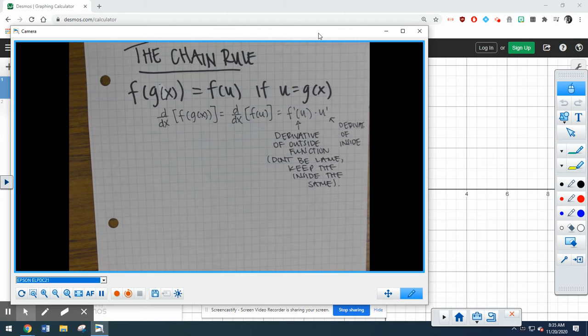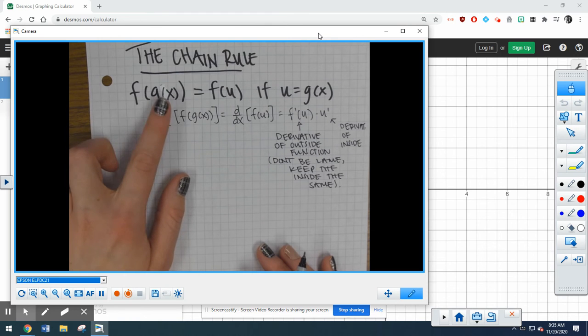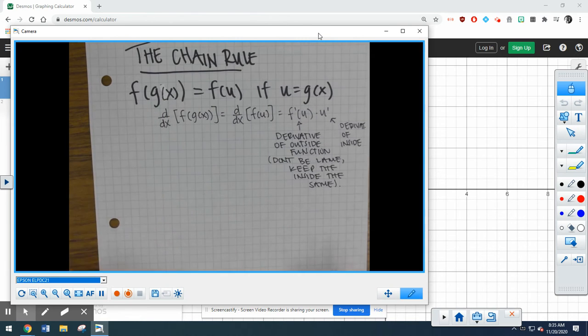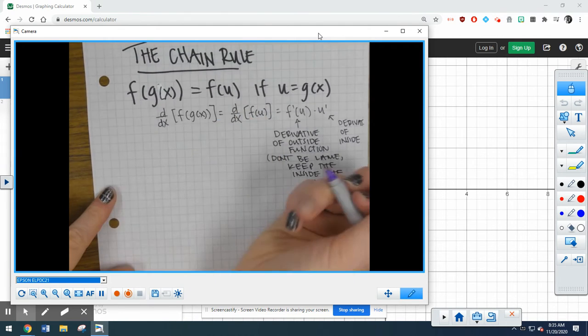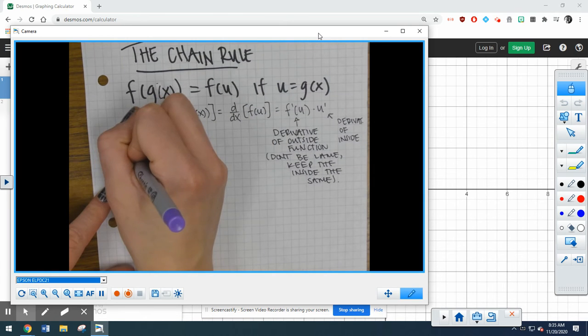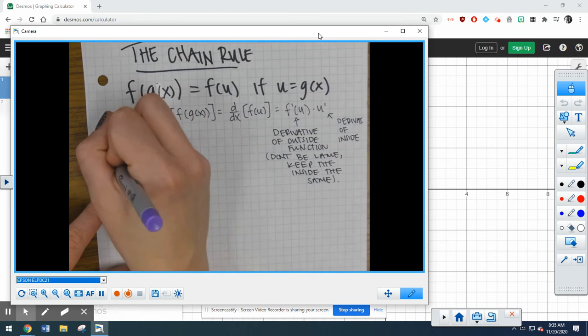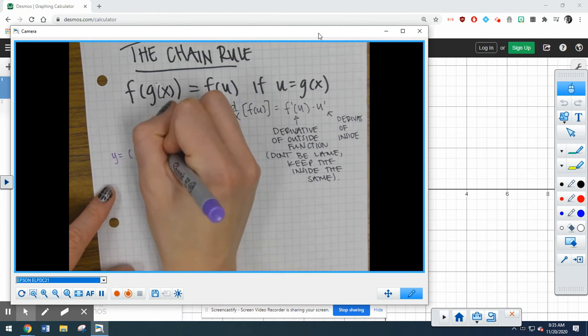So that's going to be our rule for the chain rule. And when we are going to apply this rule is when we're going to have a composite function. So let's see how this works. Let's say that we have some function. We want to find the derivative of y equals x plus 3 squared.